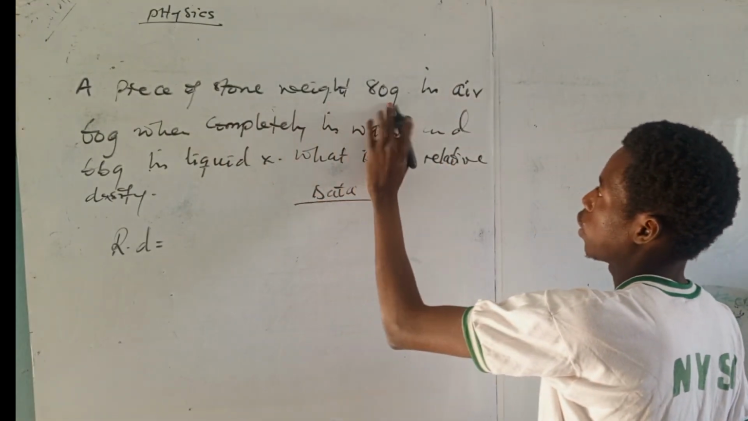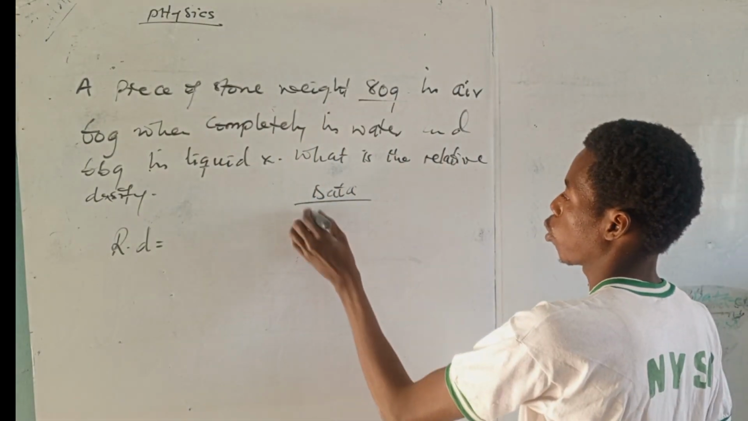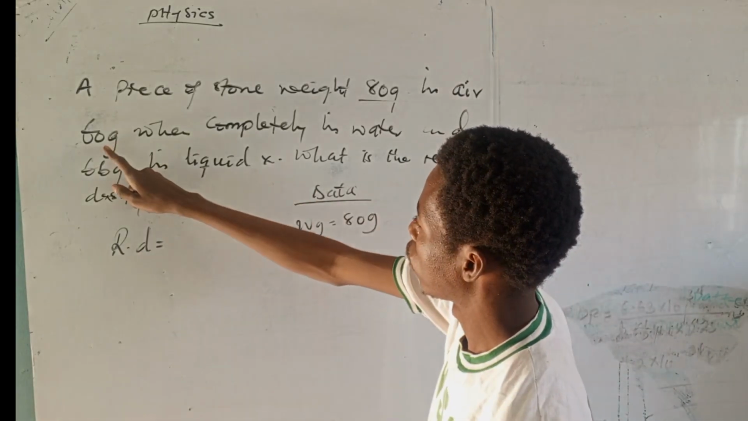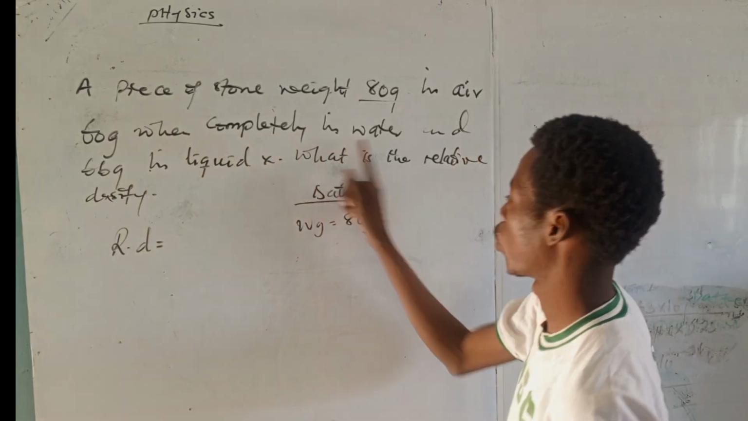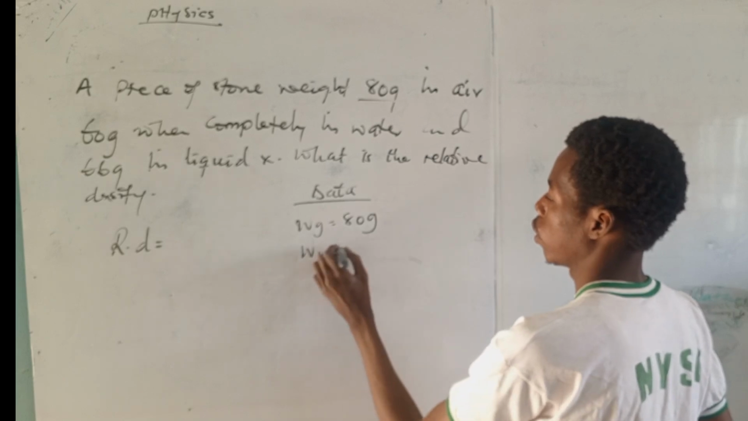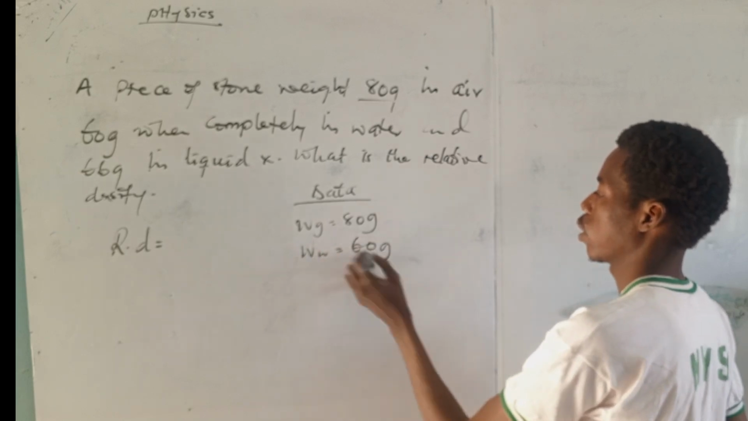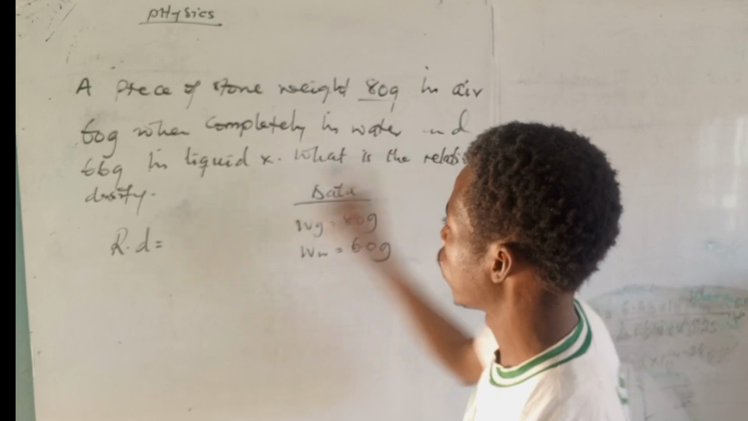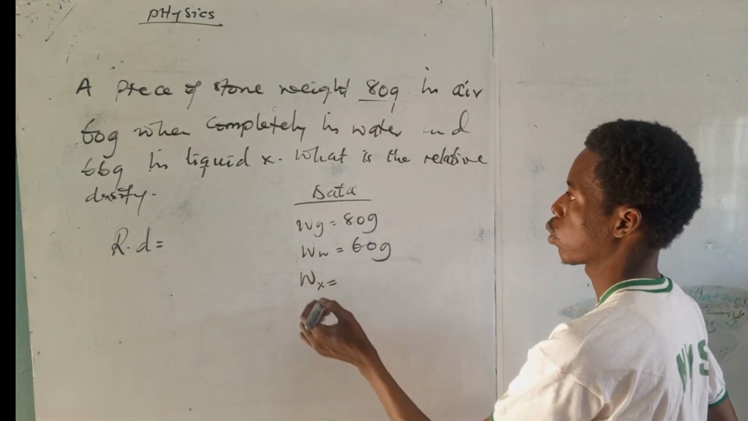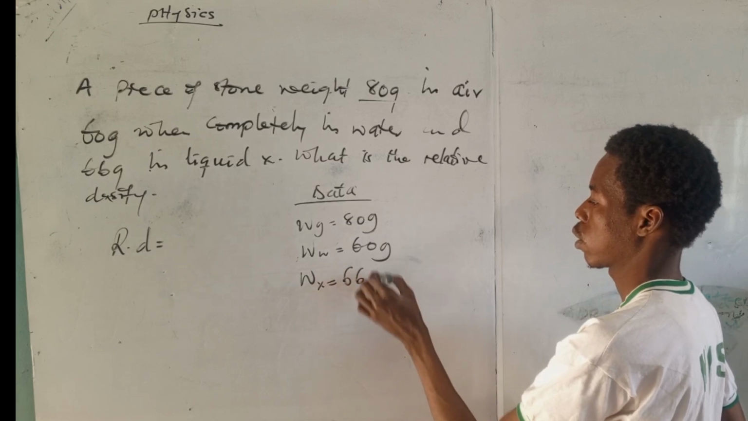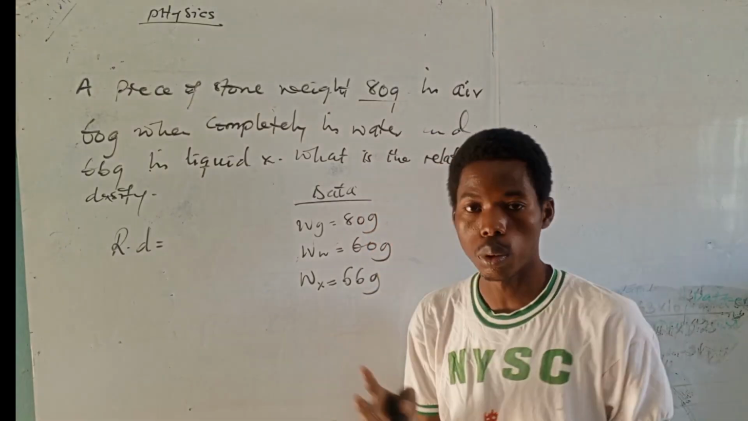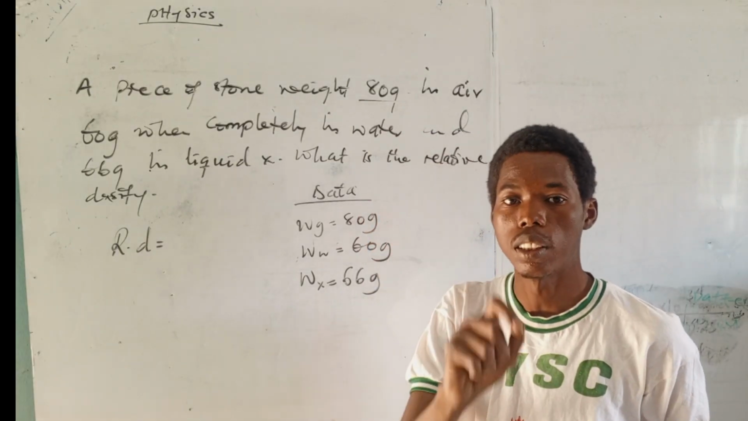A piece of stone weighs 80 grams in air. Weight of object in air is 80 grams. 60 grams when completely in water. So weight of the stone in water is equal to 60 grams. And 66 grams in liquid X. Weight of stone in liquid X equals 66 grams.